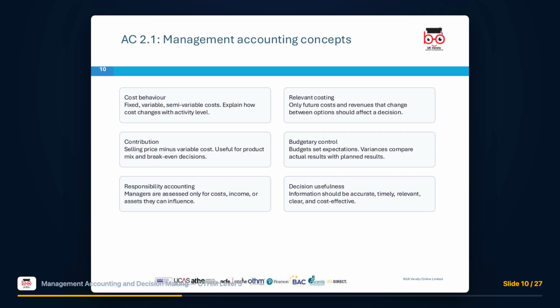For 2.1, describe the key concepts. Cost behavior, how fixed, variable, and semi-variable costs change with activity. Relevant costing, using only future costs and revenues that differ between options. Contribution, selling price minus variable cost. Budgetary control, comparing actual results with the budget through variances. Responsibility accounting, assessing managers only on what they control. And decision usefulness, information that's accurate, timely, relevant, and cost-effective.